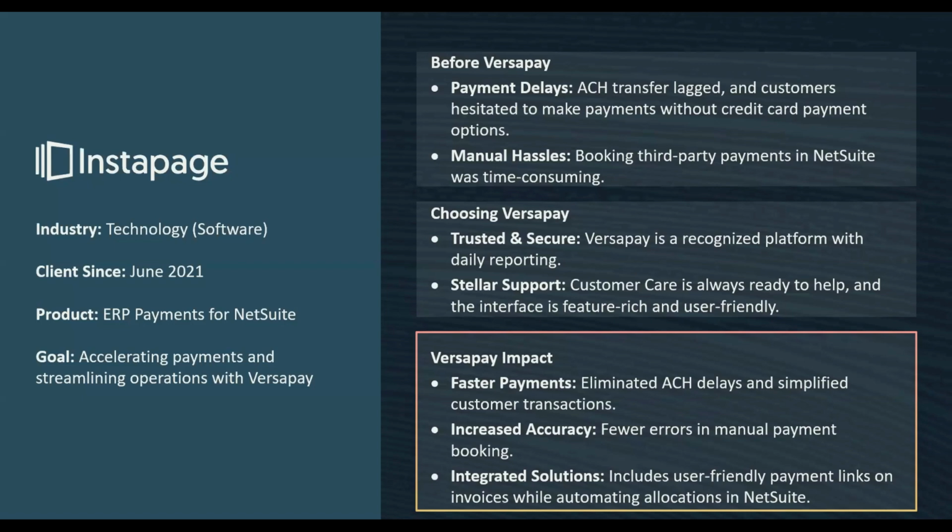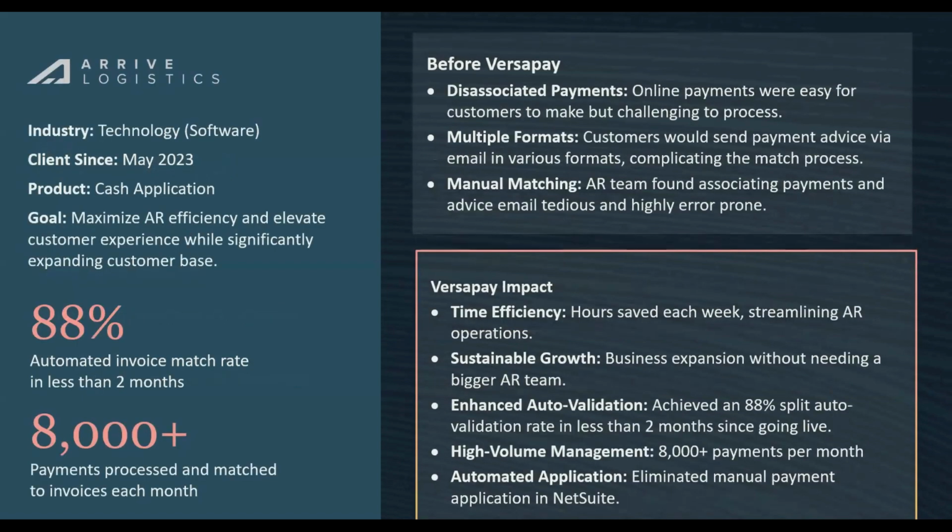And what that did was allow them to increase their accuracy. So it minimized the errors due to the previous manual entry piece. And it also integrated into the NetSuite system again. So it's automatic reconciliation, removing the steps from that manual process. Arrive Logistics is one of our customers that implemented our cash application project, which they saw an 88% invoice match rate in less than 2 months. So again, it maximized efficiency within the accounts receivable department and allowed them to focus on other things.